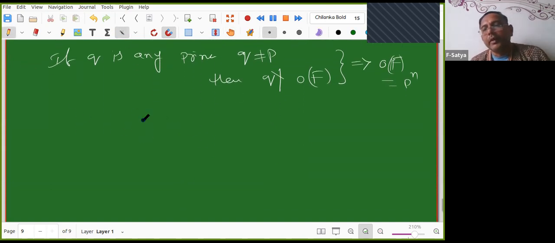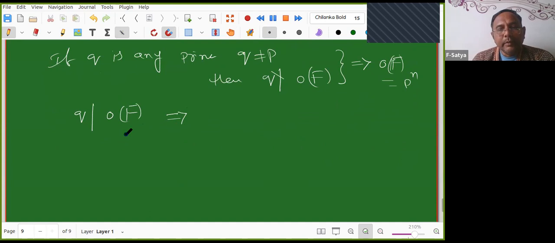So what I want to say is, for example, there is a prime Q. Q also divides order of F, right? If Q divides order of F, this implies, so now I'm taking that F is an abelian group, right? F plus is an abelian group.